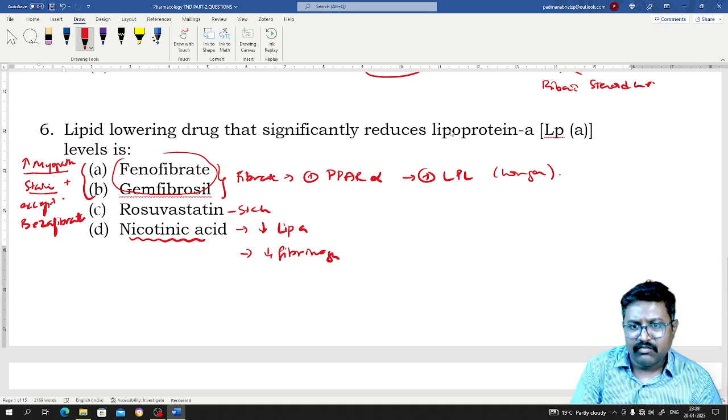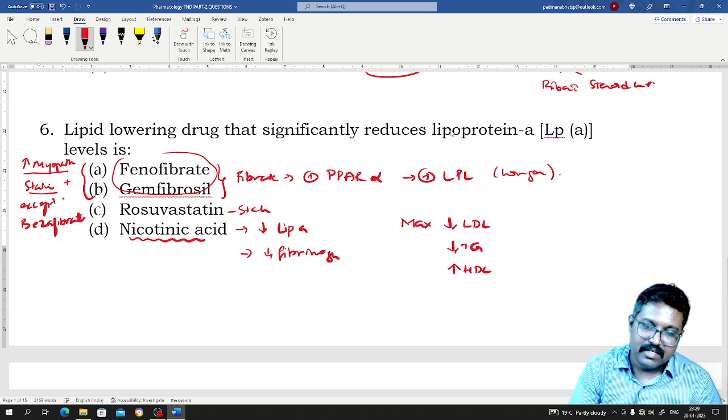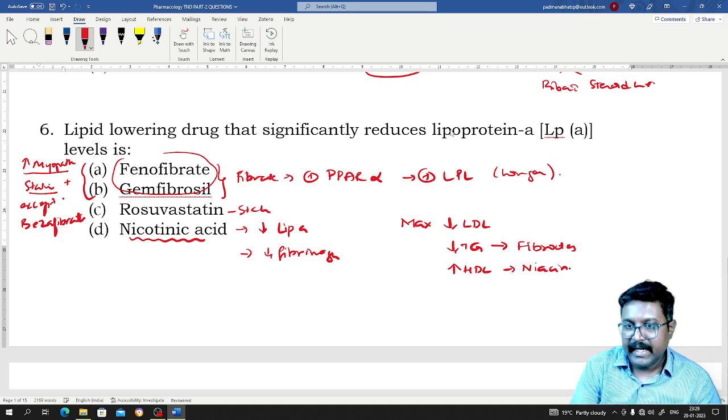So let us understand one more concept here. Which has got the maximum capacity to reduce the LDL levels, which will reduce the triglyceride levels, which is going to increase the HDL levels? To increase the HDL levels, you have got niacin, and to decrease the triglyceride, you have got wonderful fibrates, and to decrease the LDL levels, we have a powerful statin. This you should keep in mind.